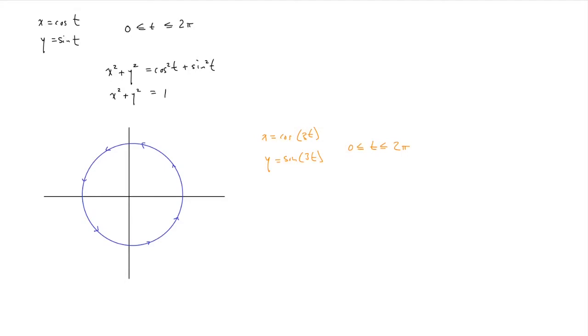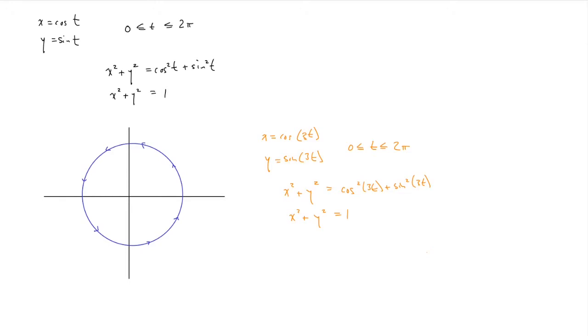Let's consider one more variation. Let's look at the graph of x equals the cosine of 3t, y equals the sine of 3t, as t goes from 0 to 2 pi. And we could play the same trick of squaring both equations and adding them, and we get that x squared plus y squared is the cosine squared 3t plus sine squared 3t, which is still 1. And so we're still talking about a graph of the unit circle.